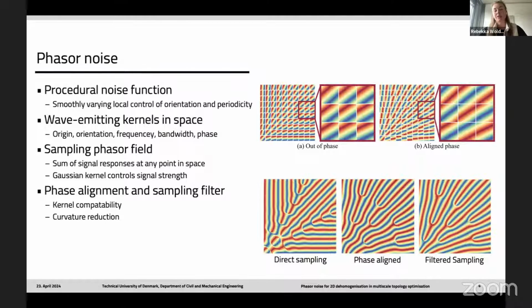To this end, the original works on Phasor noise introduced phase alignment and a sampling filter. The phase alignment is focused on improving the kernel compatibility by aligning the waves emitted from neighboring kernels such that you reduce the destructive interference. And the sampling filter is introduced into the Gaussian sum to better adhere to the orientations and get a smoother noise or pattern out.